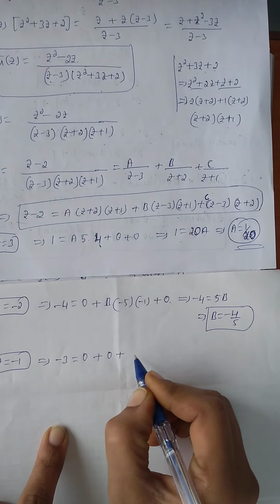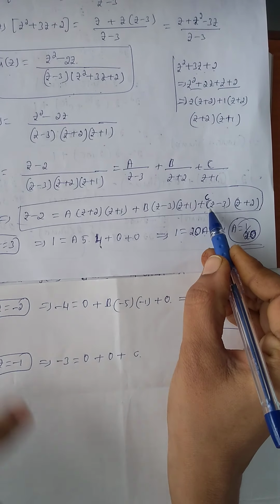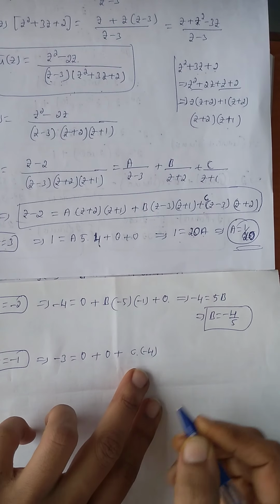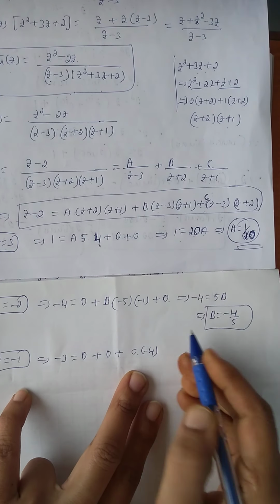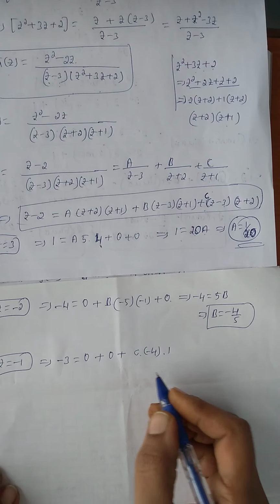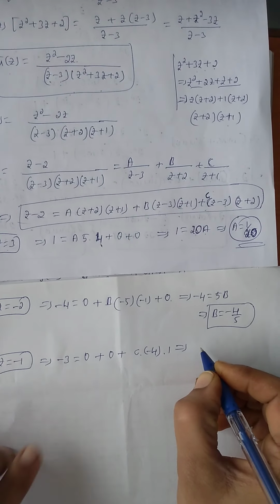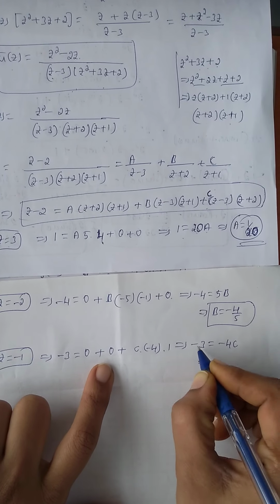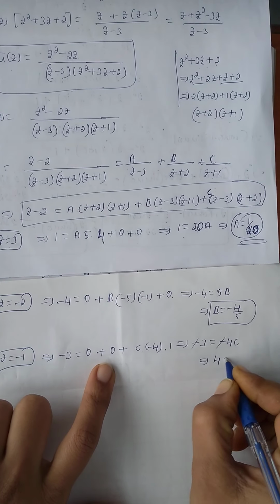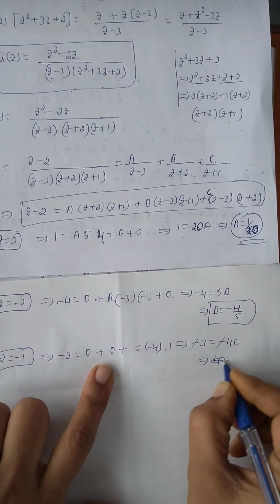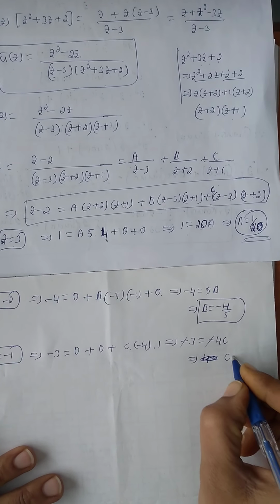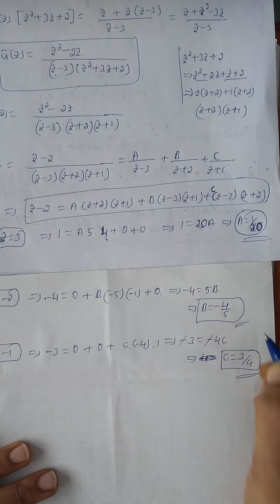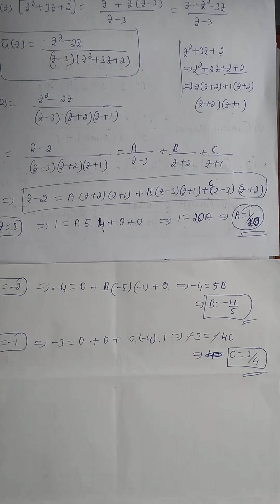And the third term, C into z value minus 1: minus 1 minus 3 gives minus 4, and minus 1 plus 2 gives 1. So minus 4 into 1. This implies minus 3 is equal to minus 4C. The minus signs cancel, so C is equal to 3 by 4. C is equal to 3 by 4 is the answer. So finally we got all the three constant values.